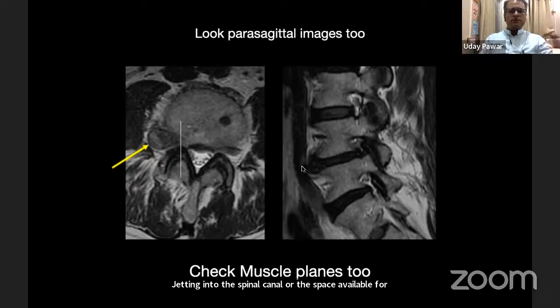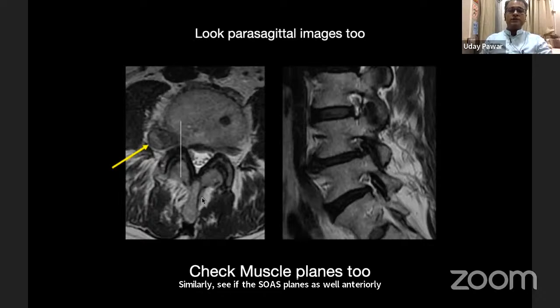The other thing is, if at all you're going to operate, see where your muscle planes are between the erector spinae and the multifidus. So you know the anatomy and how far lateral you have to go to approach this lesion if you're going to do a Wiltse approach or a paraspinal approach to operate on this patient. Similarly, see the psoas planes as well, anteriorly, where the vessels are.